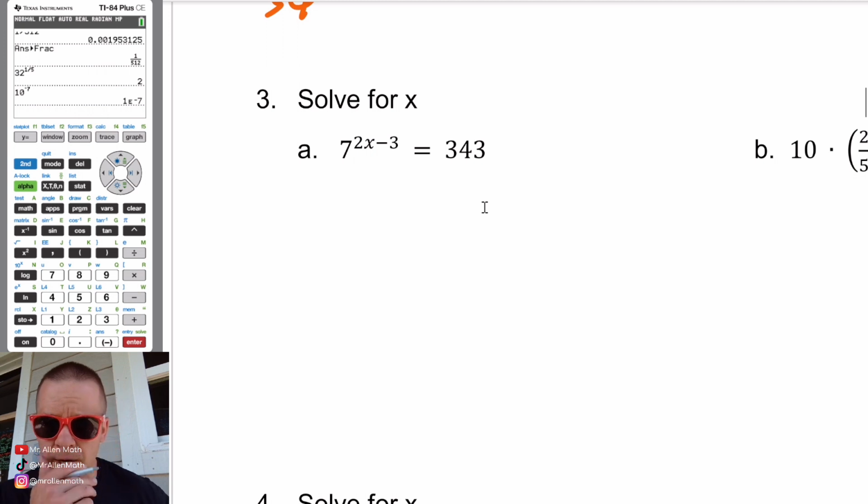All right, so this one here, we're currently in exponential form. I got to solve for an exponent.